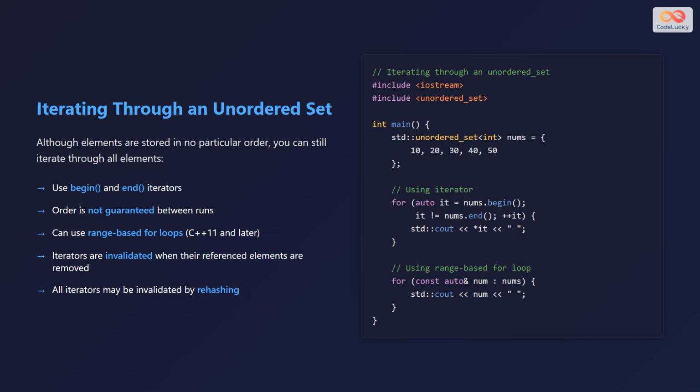In the example code, an unordered set of integers is initialized with some values. Then, two different methods are shown to iterate through the set, first using iterators and then using a range-based for loop, both printing the elements to the console.